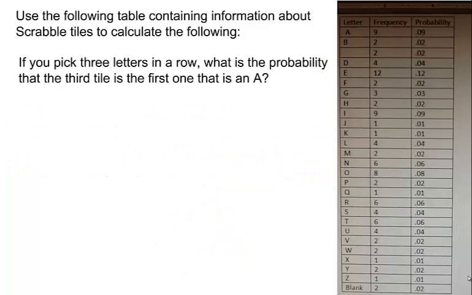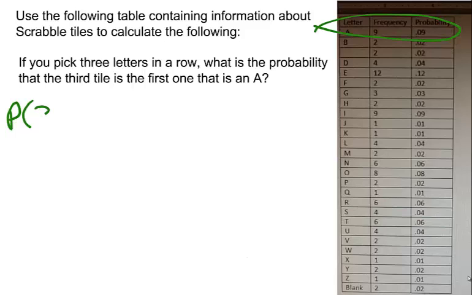Now suppose that if you pick 3 letters in a row, the third tile is the first one that's an A. What is the probability that our third tile would be the first one that is the letter A? To determine this, we're going to apply our conditional probability rule again. We know that the probability of getting an A is 9 out of 100. Therefore, there are 91 tiles that are not an A. So, using the general multiplication rule for AND events, we'll set up our formula as follows.